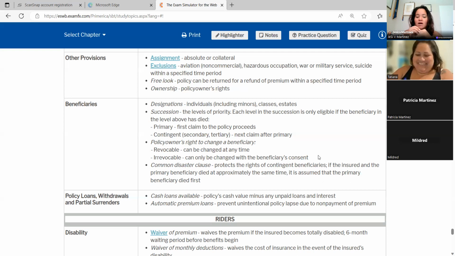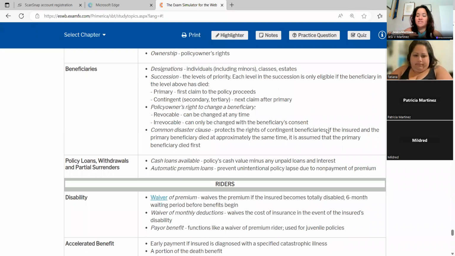The common disaster clause protects the rights of contingent beneficiaries if the insured and the primary beneficiary died at approximately the same time. It is assumed that the primary beneficiary died first. You can also remember it because it mostly protects the contingent, and basically protects you as a policy owner. So like your wishes be true, if you and the primary beneficiary died within a few days of each other, your policy will not be forfeited, it will go to your contingent.